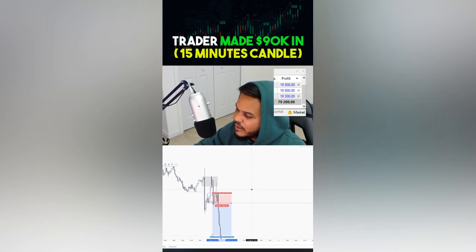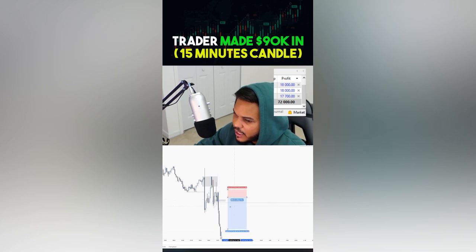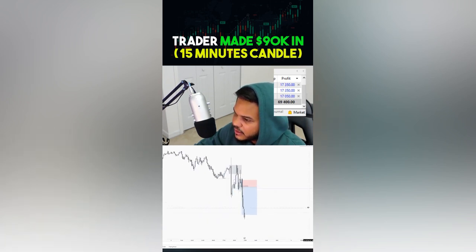So this is what I do when it happens like that. I wait for a second break so I can have a better stop loss. So I wait for this pullback, and when the market breaks one more time below here, I took my entry right here. And this is basically what I did on this trade.